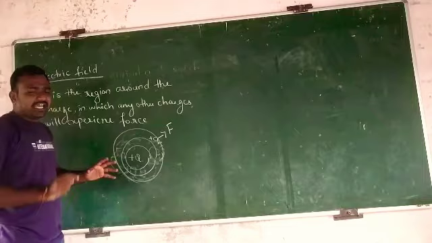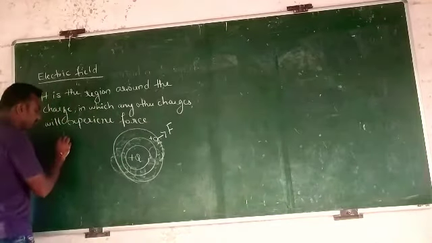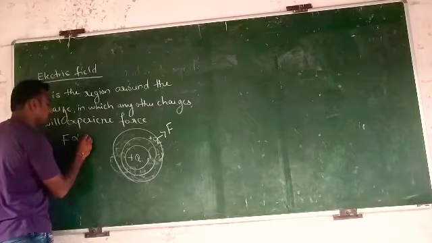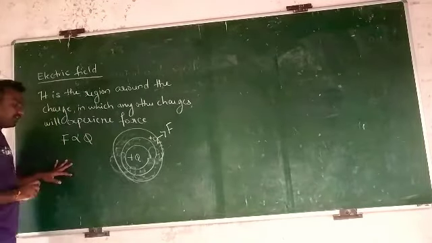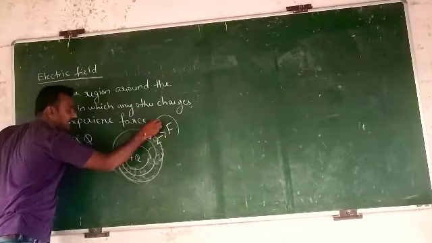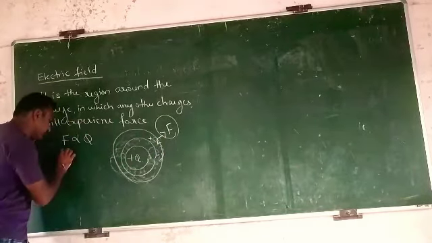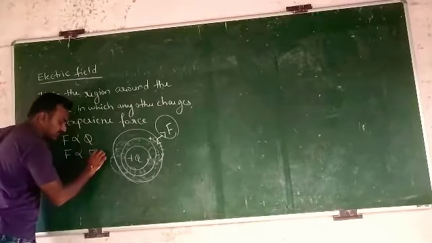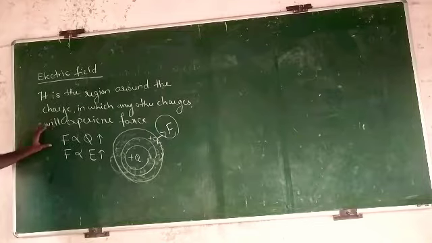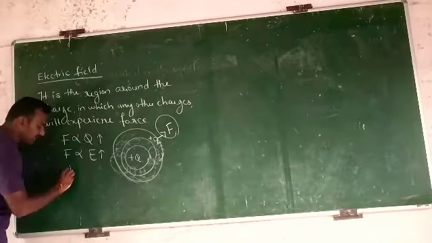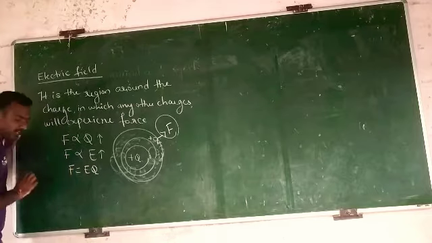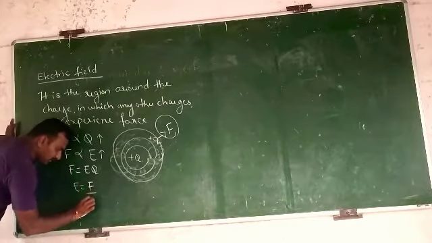Now, experimentally we have found that when we increase the magnitude of the charge, the force experienced by this charge increases. Similarly, when we increase the electric field by any method, the force experienced by this charge increases. Hence we get the equation F = E Q. Here E is the electric field, so E = F / Q.